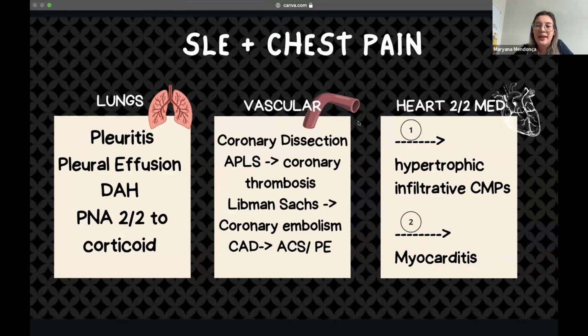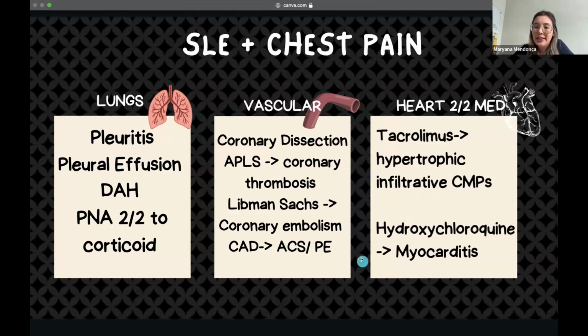So we would have a lupus medication that would be causing infiltrative CMP and myocarditis. So I see steroids here. Does anyone have another guess? Yeah, Hans cited hydroxychloroquine, and that is correct. So we could expect tacrolimus causing infiltrative CMP and hydroxychloroquine causing myocarditis.